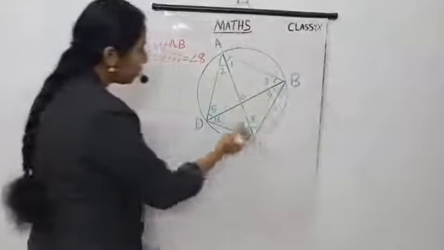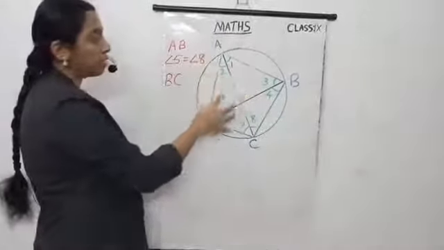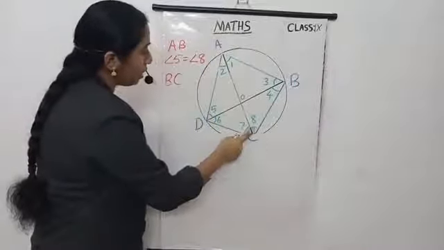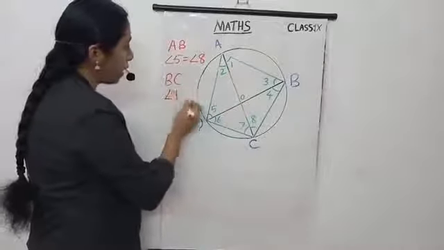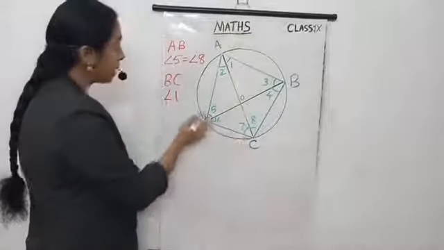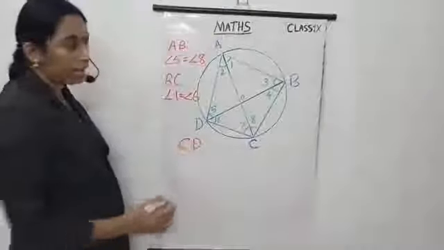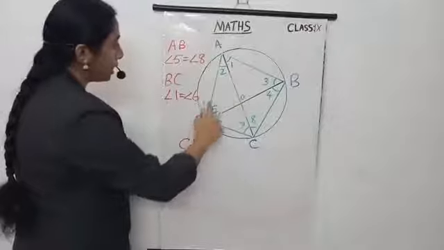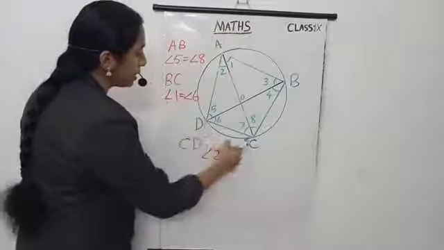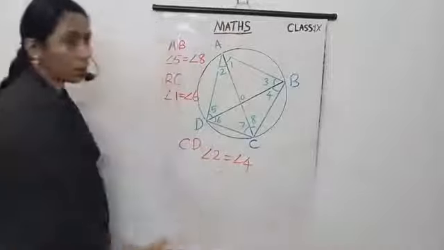Now consider the next chord BC. Consider this segment and the angles on this segment. BAC is angle 1, and the next is BDC, angle 6. Both are equal. Next consider chord CD. First DAC, this is angle 2, equal to DBC, angle 4. So angle 2 equals angle 4.